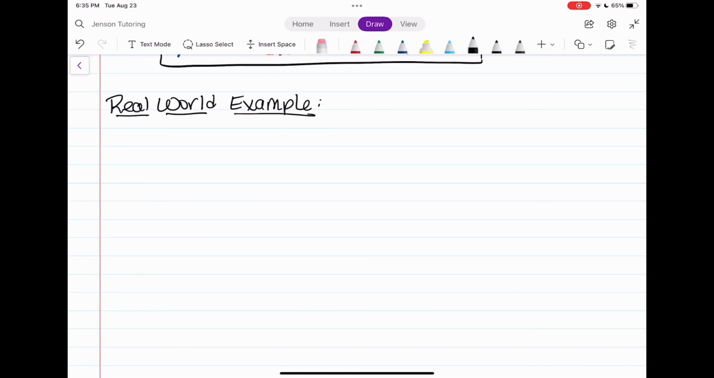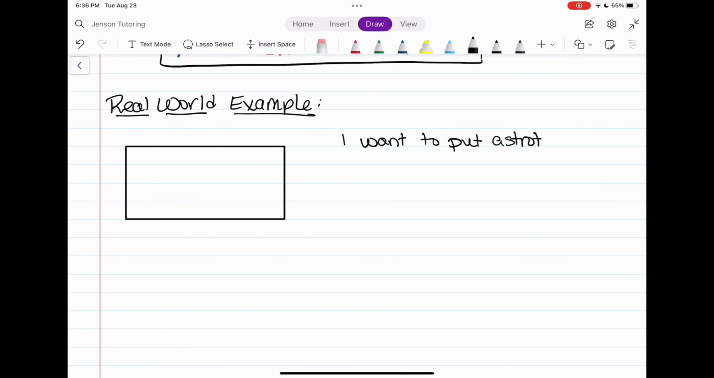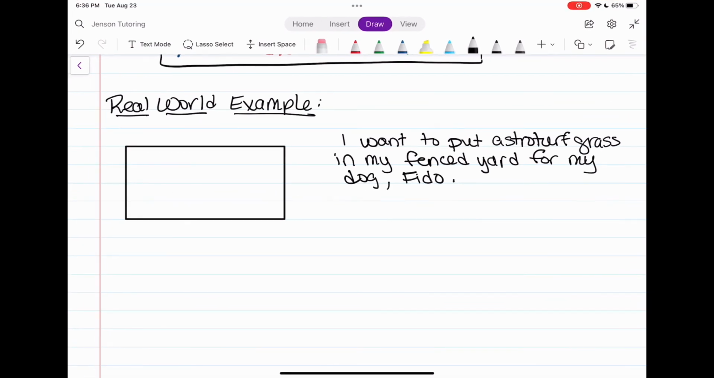Okay, so let's try a real world example with multiplying polynomials. And actually, you'll find this occurs all the time in the real world. So let's go back to our dog Fido again. And we're building a fence in the backyard. And now we've decided, special little Fido, we want to put AstroTurf grass in the fenced yard. And so we need to figure out the area.